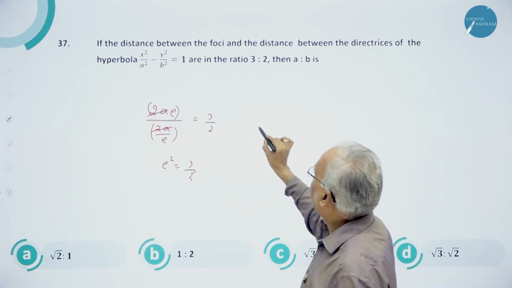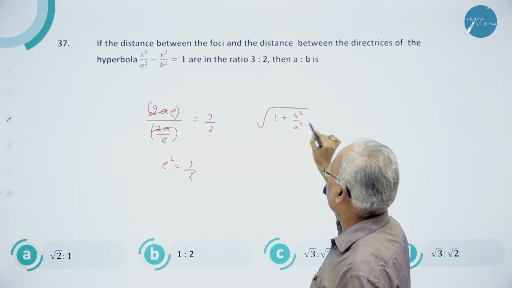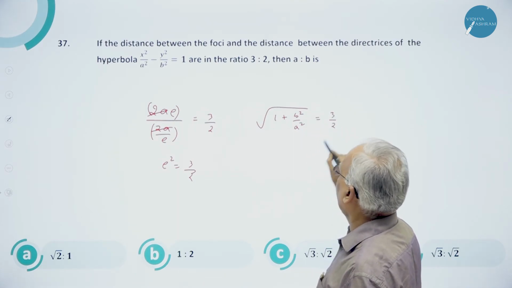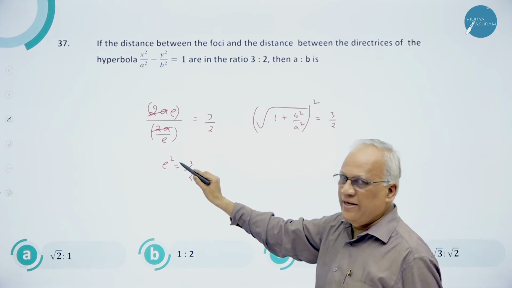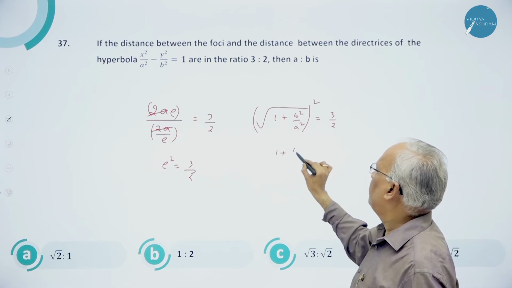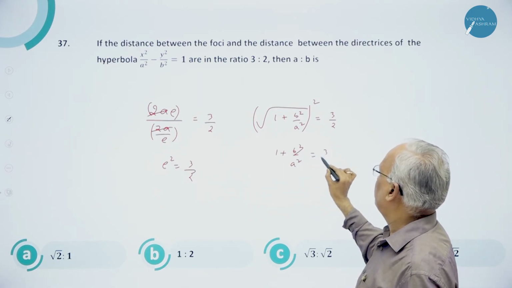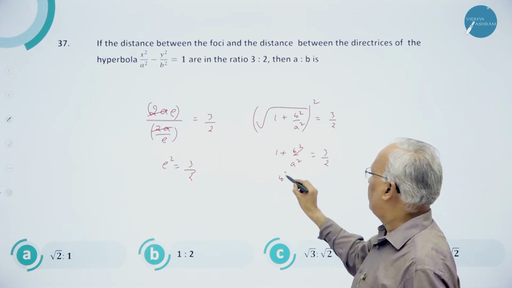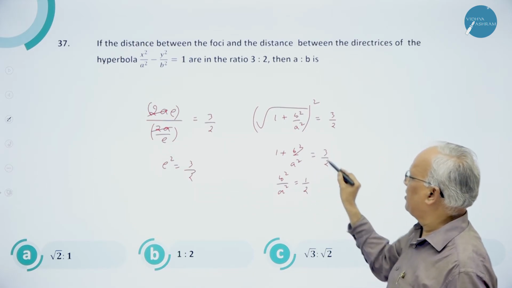What is e squared? Square root of 1 plus b squared divided by a squared is equal to root 3 by 2. You must know, e is the root of this, e squared is this squared. So, 1 plus b squared by a squared is equal to 3 by 2. Therefore, b squared divided by a squared is equal to 1 by 2, that is 3 by 2 minus 1.